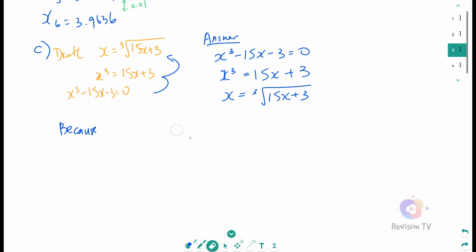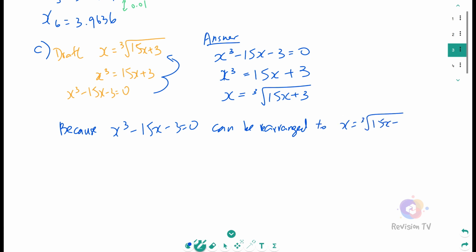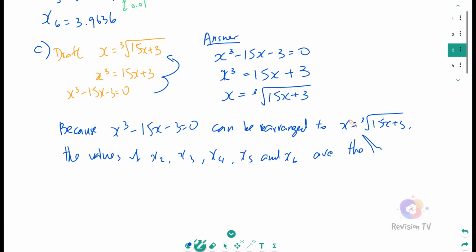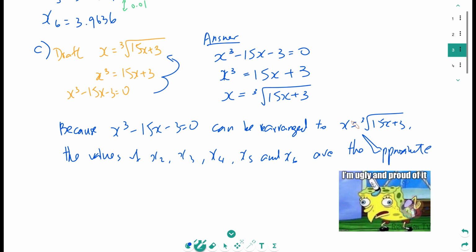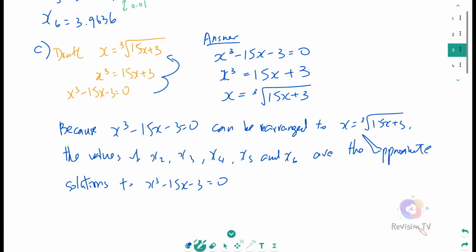Oops, wrong. Let's try again. Because x cubed minus 15x minus 3 equals 0 can be rearranged to x equals cube root of 15x plus 3, and therefore the values of x2, x3, x4, x5, and x6 are the approximate solutions to x cubed minus 15x plus 3. Okay, so that's what you have to write, explain the relationship.